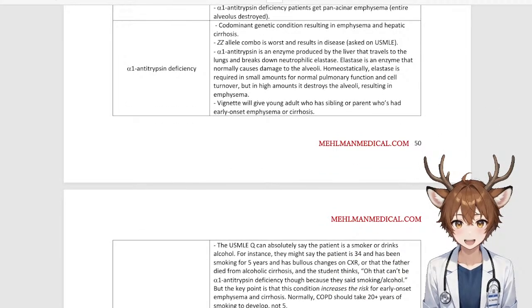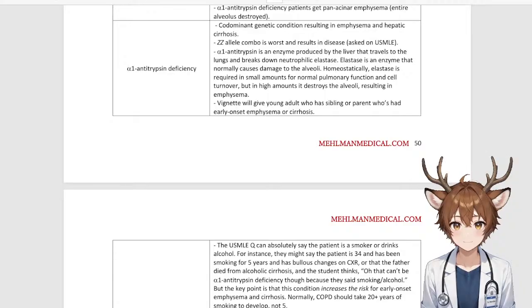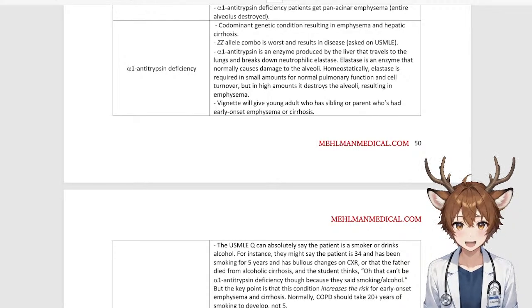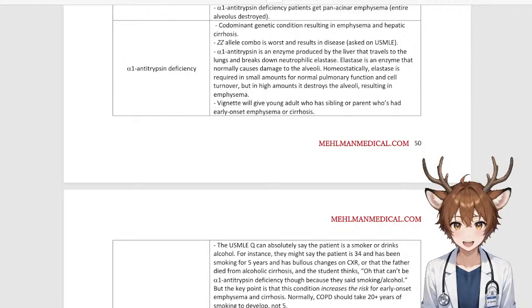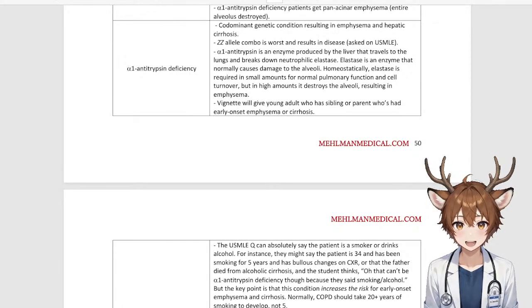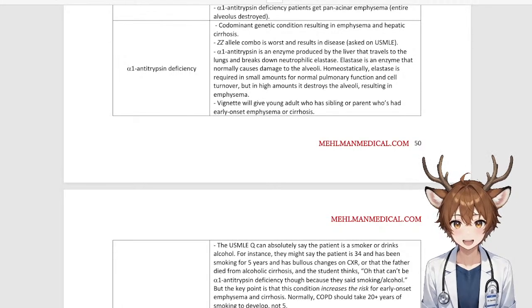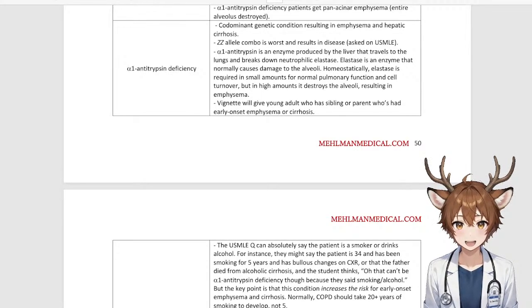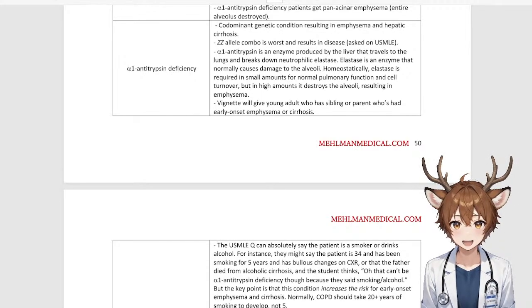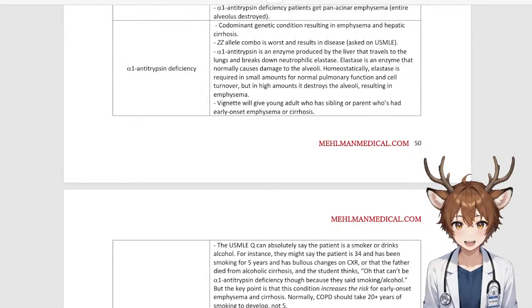What about alpha-1 antitrypsin deficiency? Codominant genetic condition resulting in emphysema and hepatic cirrhosis. The ZZ allele combination is worse and results in the disease, asked on USMLE. Alpha-1 antitrypsin is an enzyme produced by the liver that travels to the lung and breaks down neutrophilic elastase.